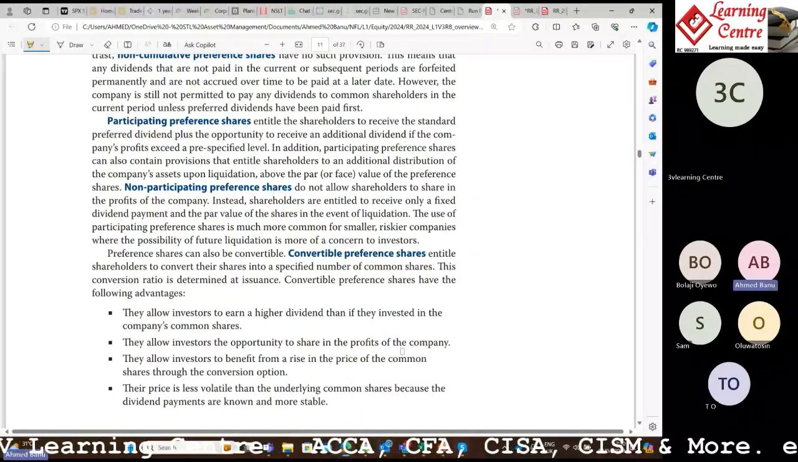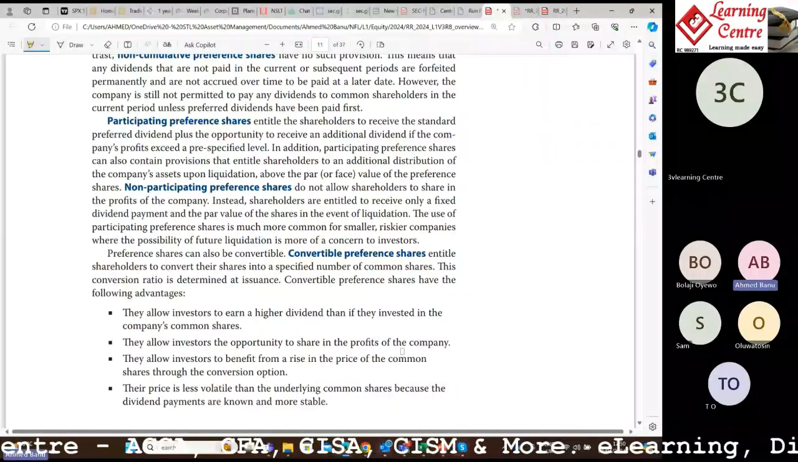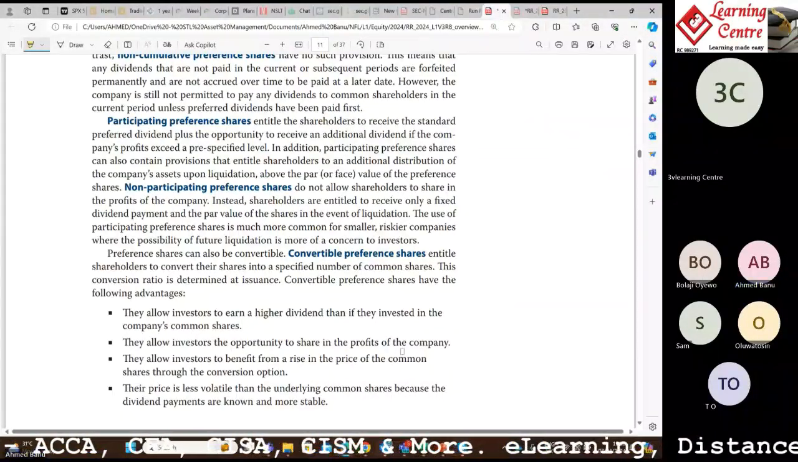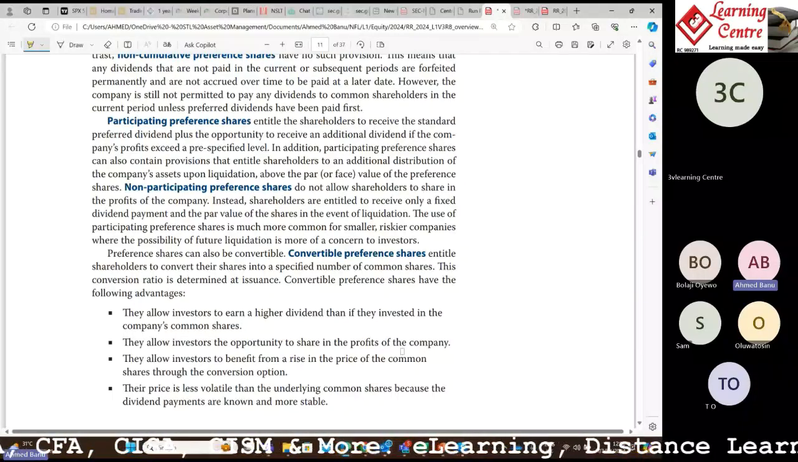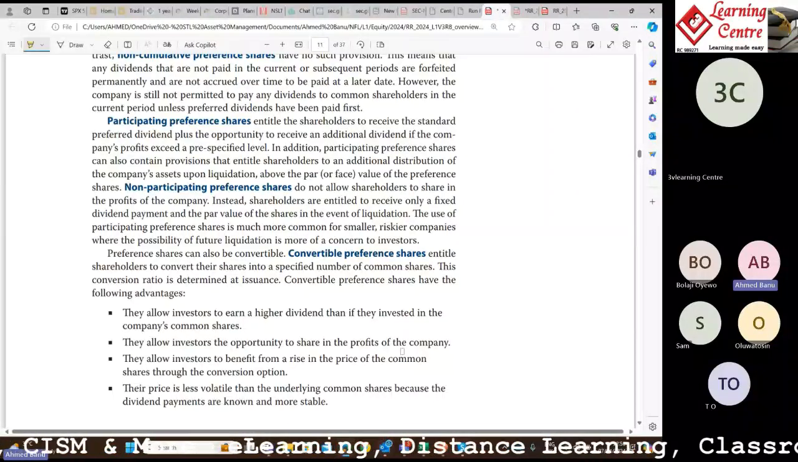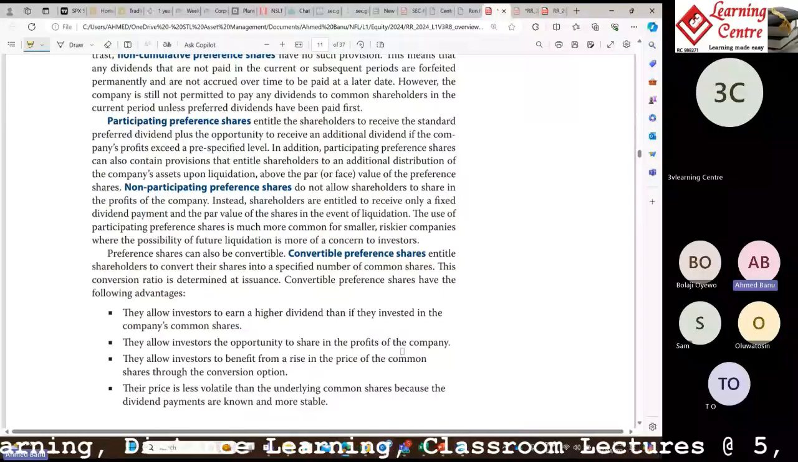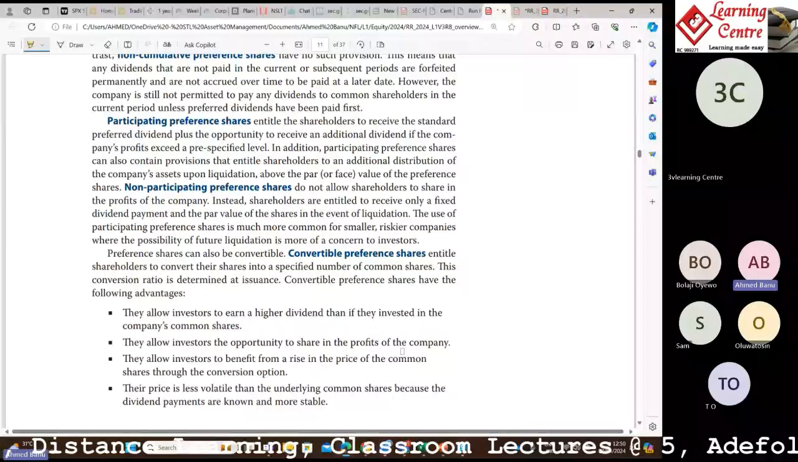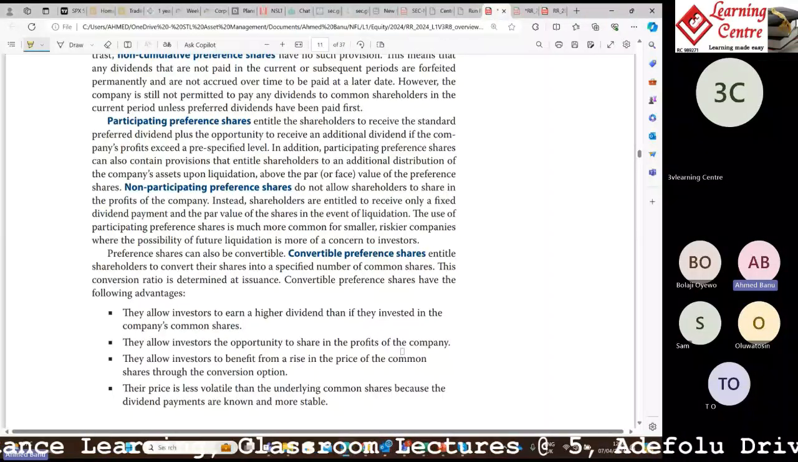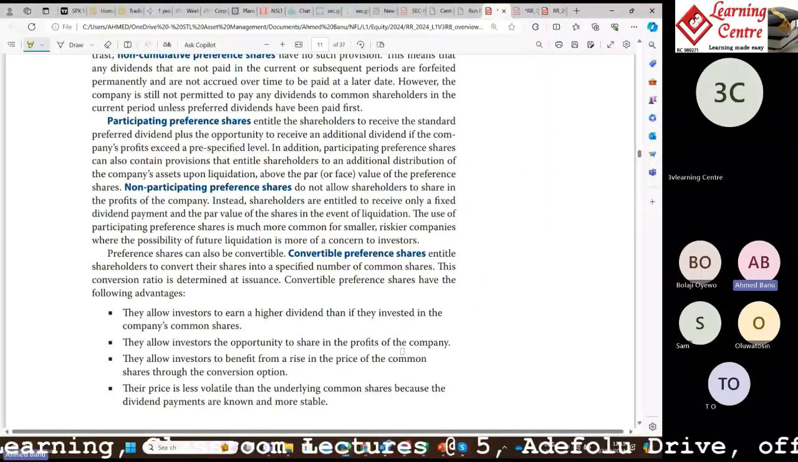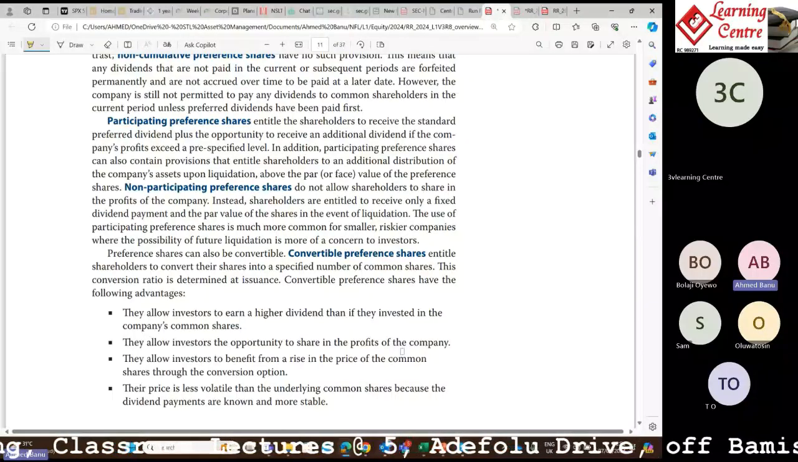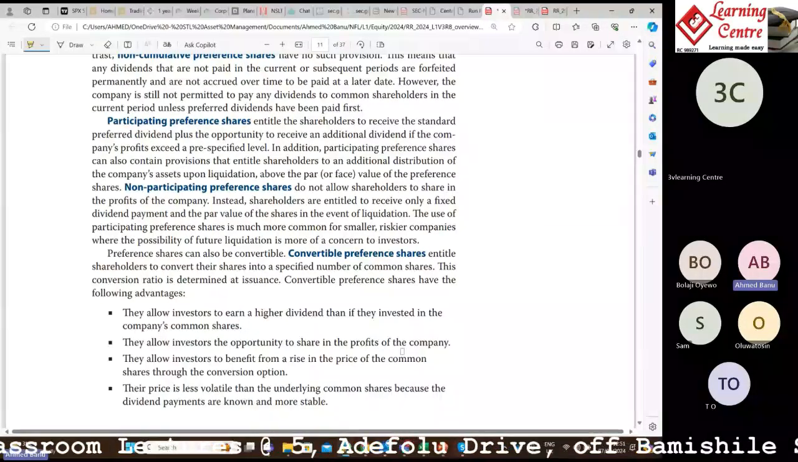Remember that for preference shares, your dividends are fixed at 1 naira. So imagine that there's no participating. Your dividends are fixed at 1 naira. And this company grows astronomically over the years, and is declaring dividends of, say, 20 naira per share, and you are still fixed on your 1 naira per share. You will vex and do what? Convert it to ordinary shares so that you can benefit from the 20 naira per share.